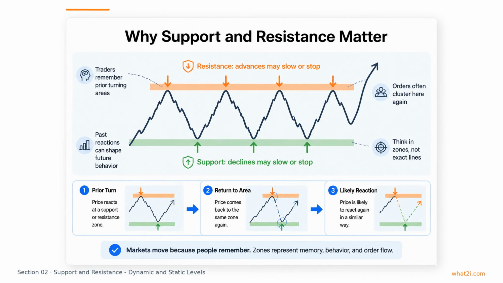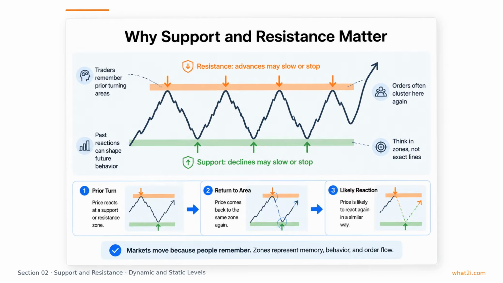Support and resistance answer one of the most practical questions in charting. Where is price likely to react? Support is an area where declines may slow down because buyers have stepped in there before. Resistance is an area where advances may stall because sellers have shown up there in the past. These levels matter because traders remember prior turning areas, and many orders tend to cluster around them again.